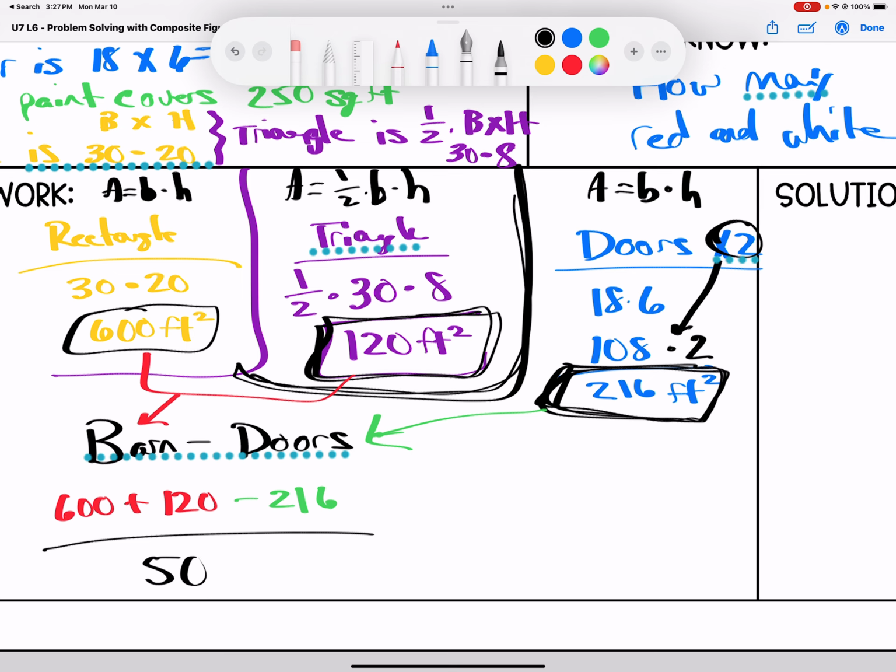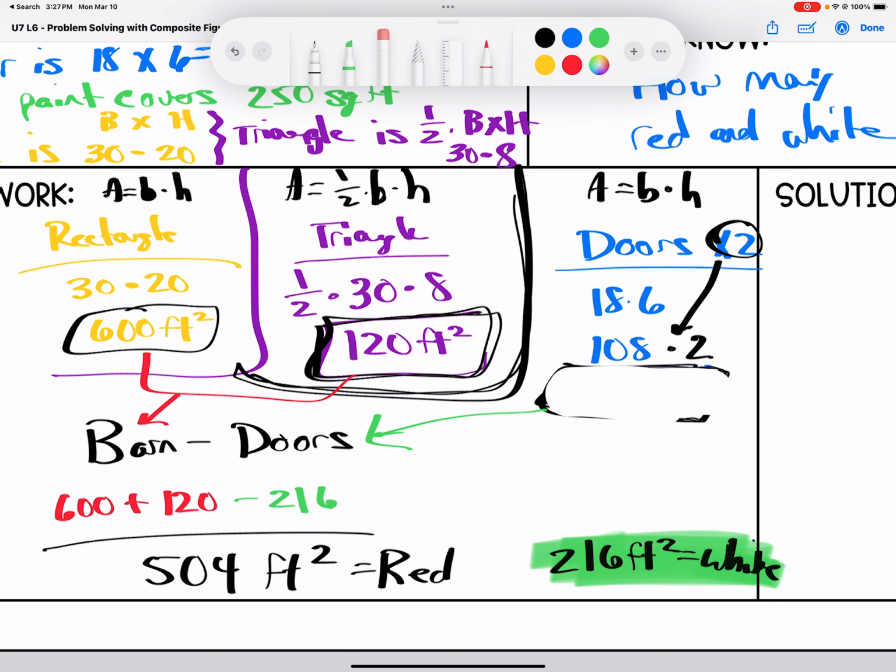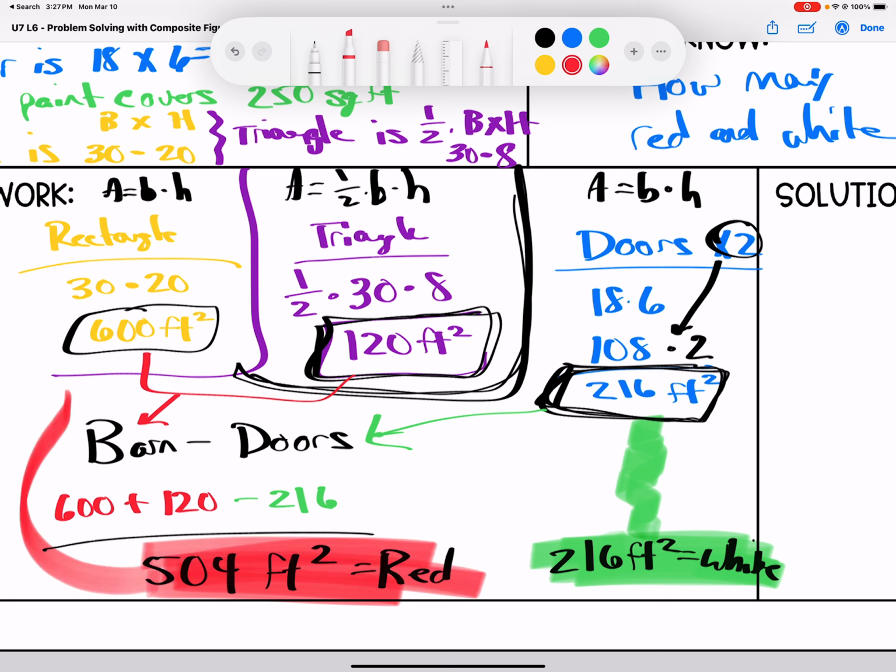You need 504 feet squared of red and 216 feet squared of white. Why do you need 216 feet of white? That's for the doors. Oops, my bad, didn't mean to do that. That's for the doors. And then the red paint is for the rest of the barn.